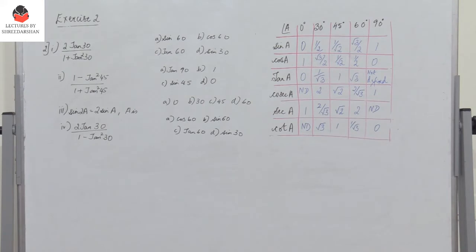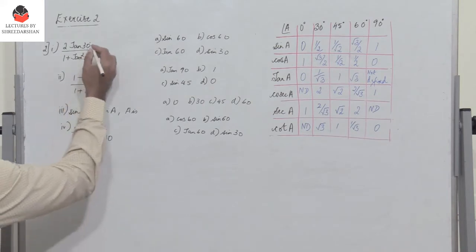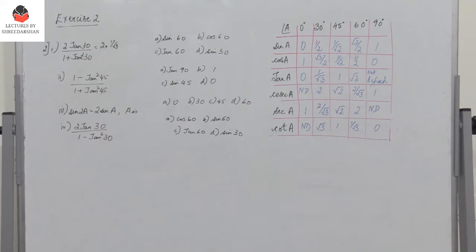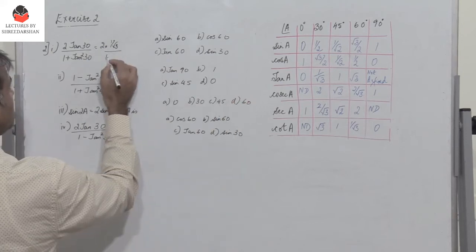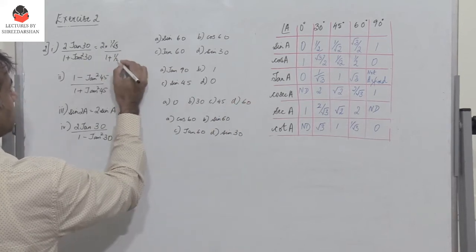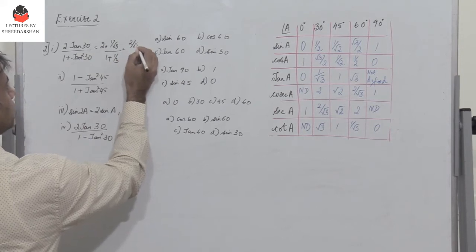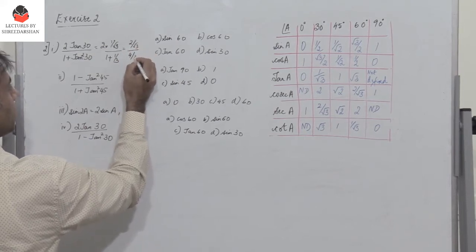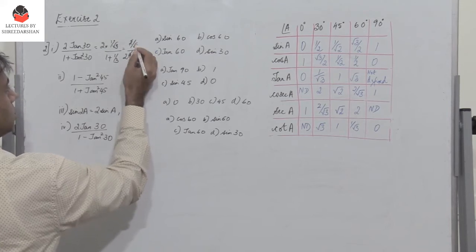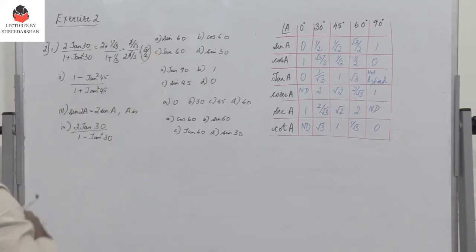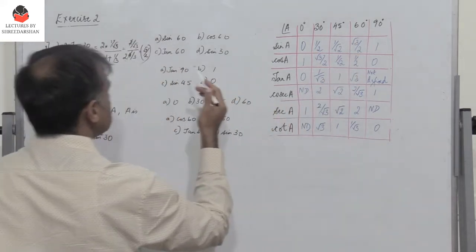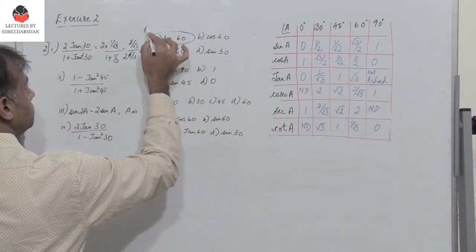Okay, so now we have the first problem, 2 into tan 30. So 2 into tan 30 is 1 by root 3 divided by 1 plus tan square, that is 1 by 3. So I get 2 by root 3 divided by 4 by 3. So this 3 goes on top. So what do I get? I get root 3 by 2. So what is root 3 by 2? If I observe, root 3 by 2 is sine 60.